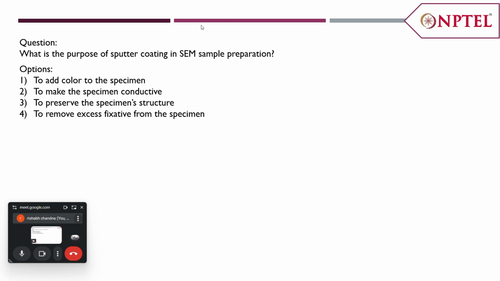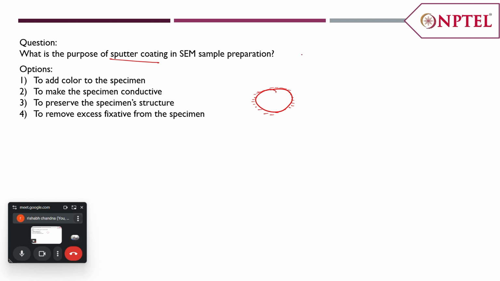So first we'll understand what a sputter coating is. Sputter coating is basically used to coat a thin film of the conductive material on the particular sample that we want to image, in case of SEM.